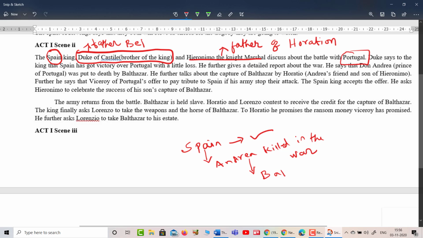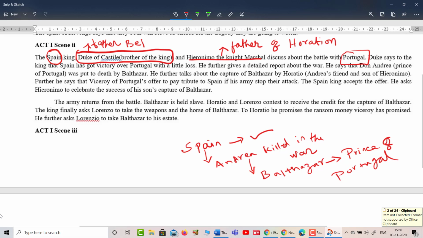Okay, let's see who Balthazar is. B-A-L-T-H-A-Z-A-R, Balthazar. Who is Balthazar? Prince of Portugal. Now, prince of Portugal. Very good. Now this is the news which is given to the king.